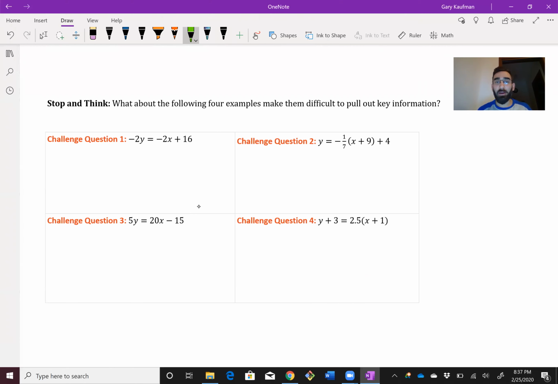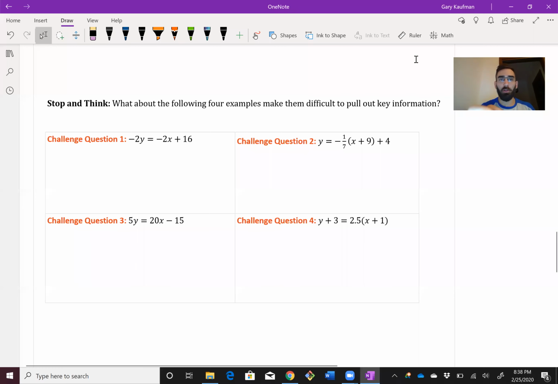Okay. Now, after we did that practice problem, we're going to think for a moment about what's going on here. I want you to look at these 4 challenge questions and think about what makes them difficult to pull out the key information, unlike the 4 practice problems you just did. So take a moment, stop, and think.